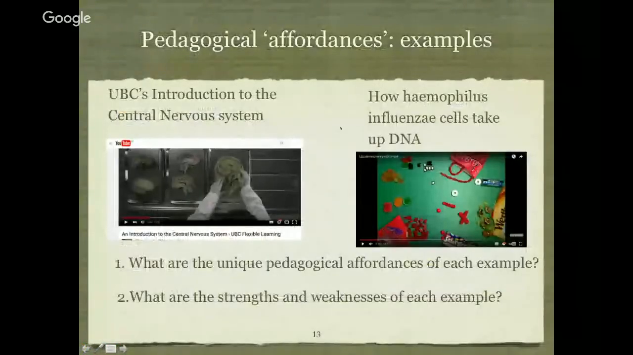Okay, so before we go on to the second one, who would like to hazard an opinion on what are the unique pedagogical affordances of that particular use of video? And what are the strengths and weaknesses of it?